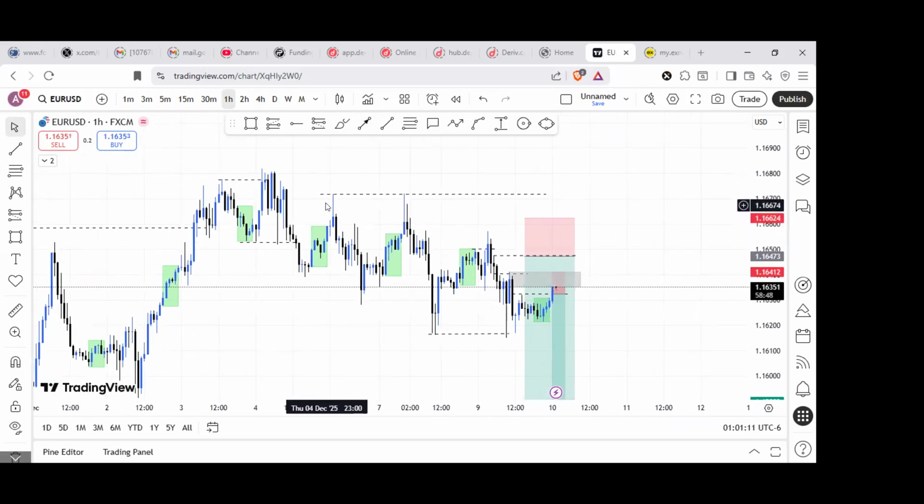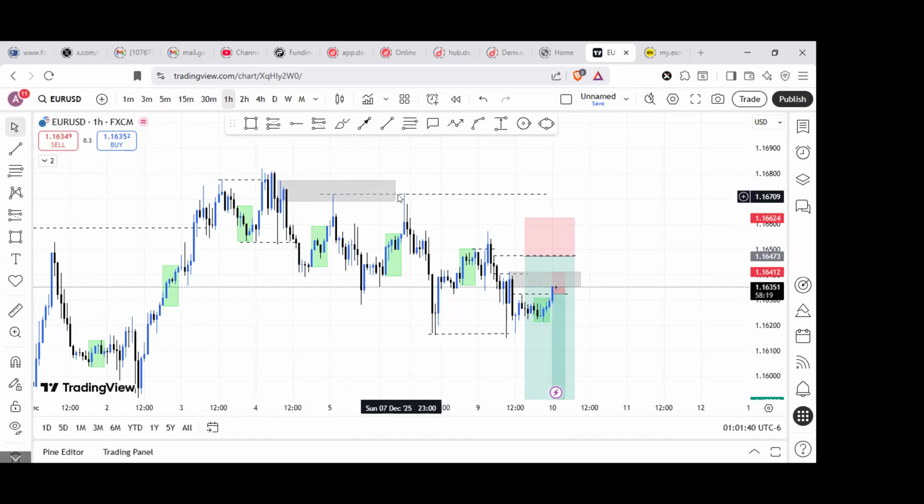So the first sell opportunity was this one. I personally did not care to take this trade. Why? Because there was no inducement or engineered liquidity. There was no liquidity before this point of interest, so I didn't care to take this. But then price sold. So this would have been the first opportunity, right?